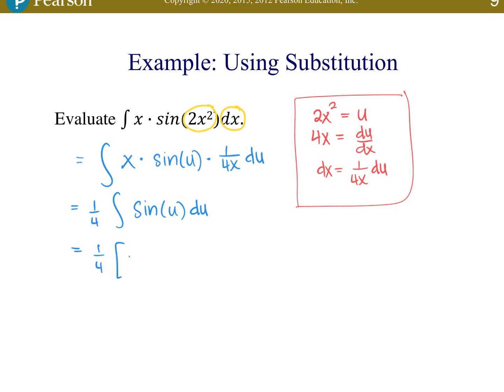So my antiderivative now is the negative cosine of u plus c. Which means negative 1/4 of the cosine of the quantity 2x squared plus c.